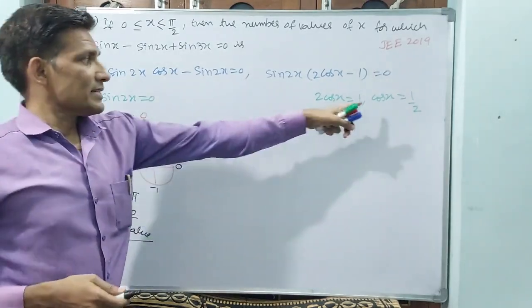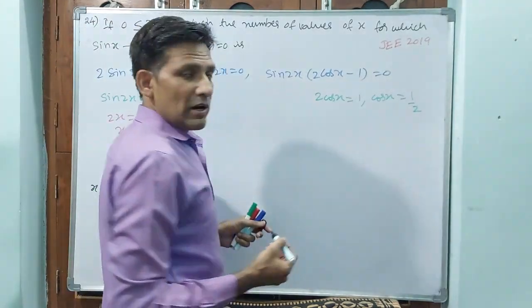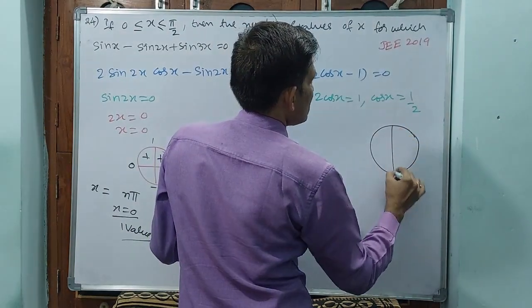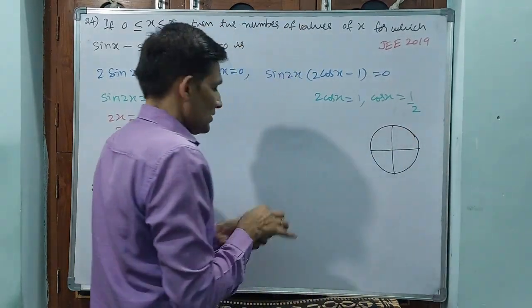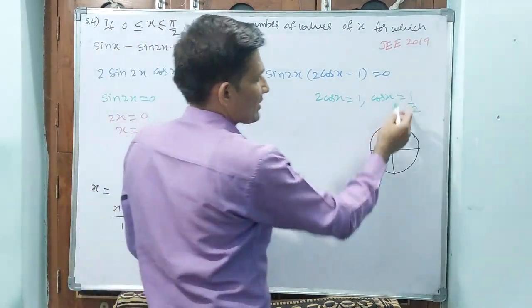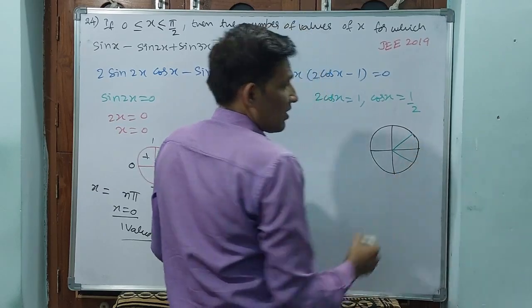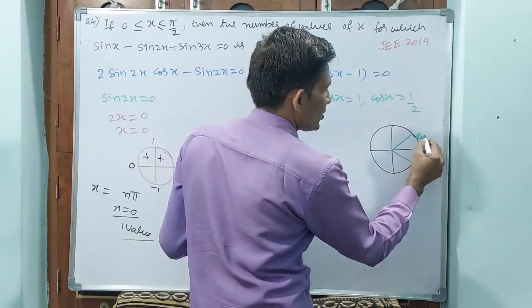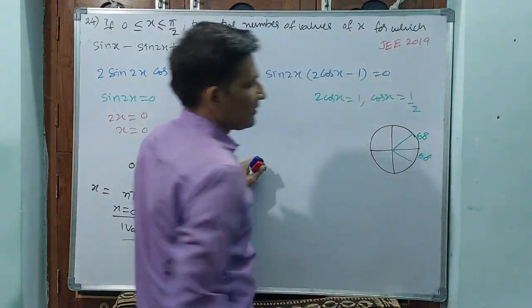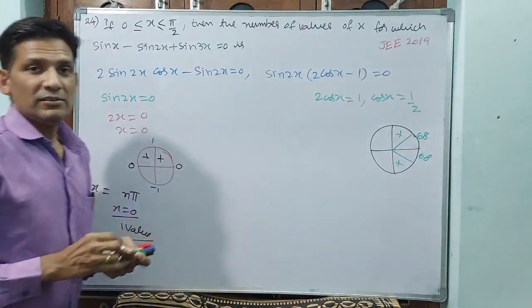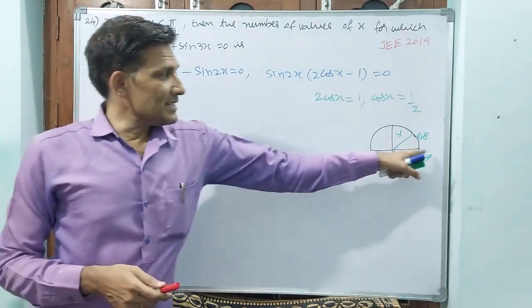Okay. Now cos x is equal to 1 by 2. Cos x is equal to 1 by 2 means, see what I am writing, here two values will come. Plus 1 by 2 means two values will come. Cos x is equal to 1 by 2 means cos x will be here also, here also. See, 1 by 2 means 60 degree. Here also 60 degree, here also 60 degree. Both are positive only for cos.